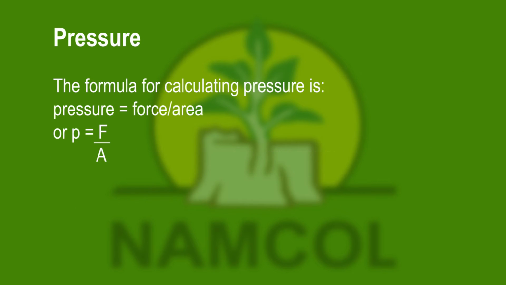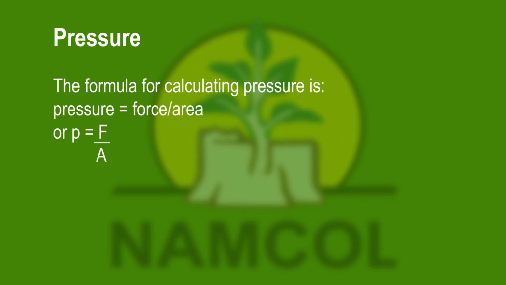The formula for calculating pressure is pressure equal to force divided by area. Or in symbol form, it is P is equal to F divided by A.